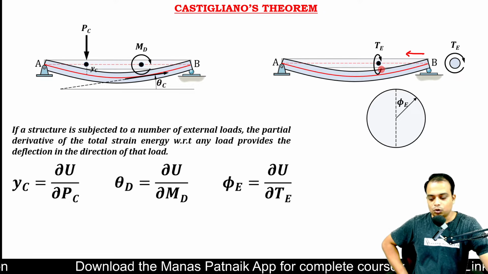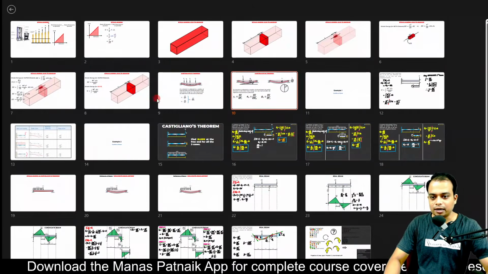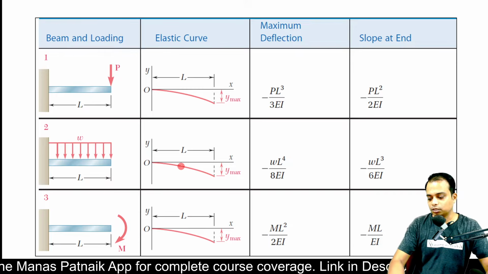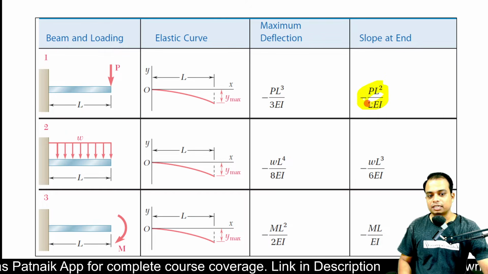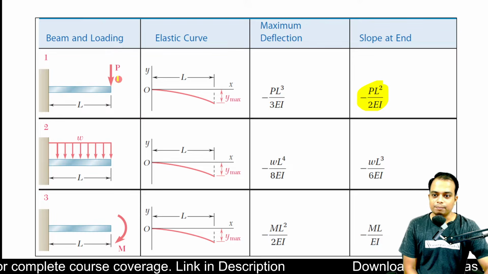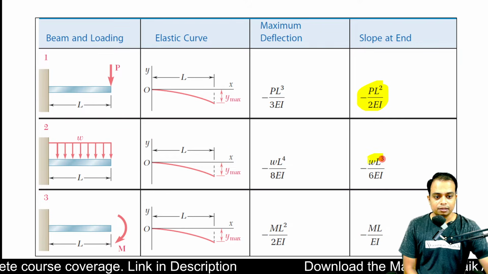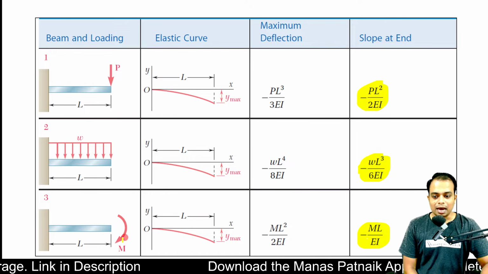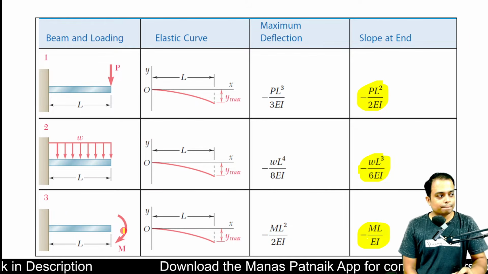Can we move towards case number 1? And before that, I already have those results at your disposal. This is the first calculation that we are going to make, with the beam having a load P at the free end. This is for the uniformly distributed load, and this is going to be for the couple at this free end.